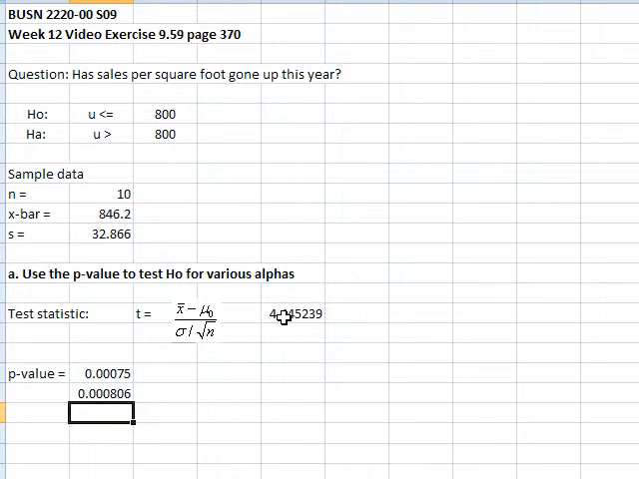Okay, so I was off a little bit. Hey, give me some slack, right? If you round 0.00075, it comes out to 0.0008. So that's good enough. Doesn't really matter, because look at what I'm looking for here. Compare that to our alpha values: 0.01, 0.05, 0.10. For Pete's sake, we're way better than that.